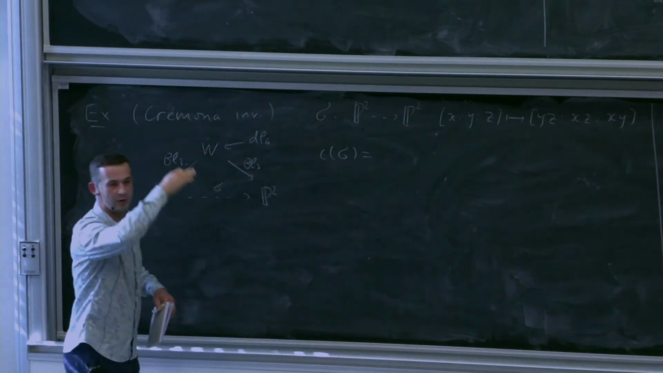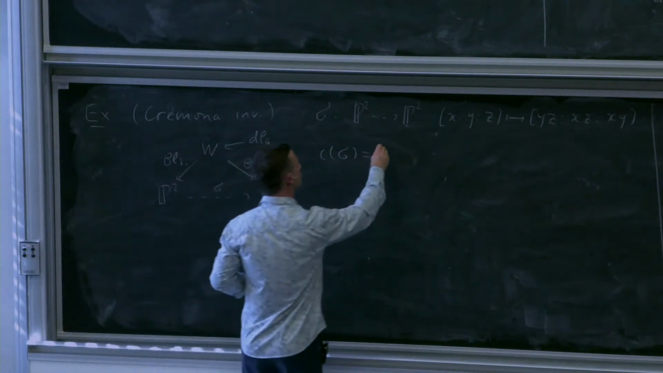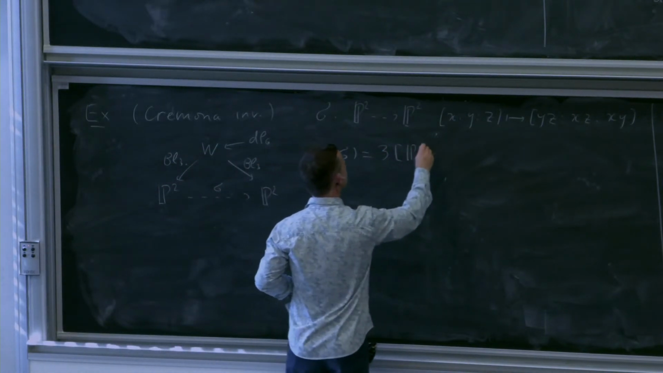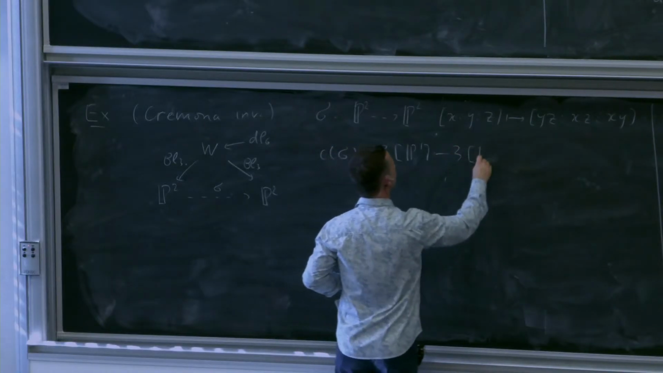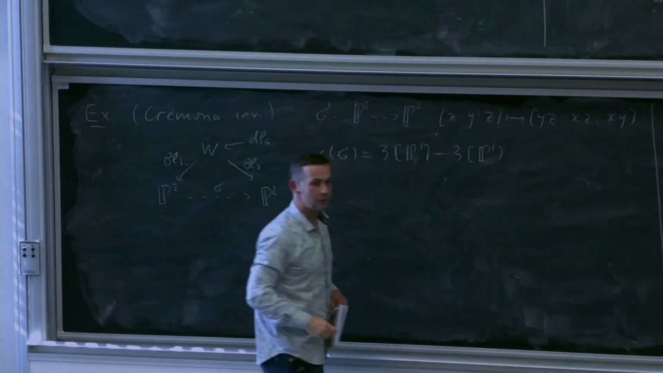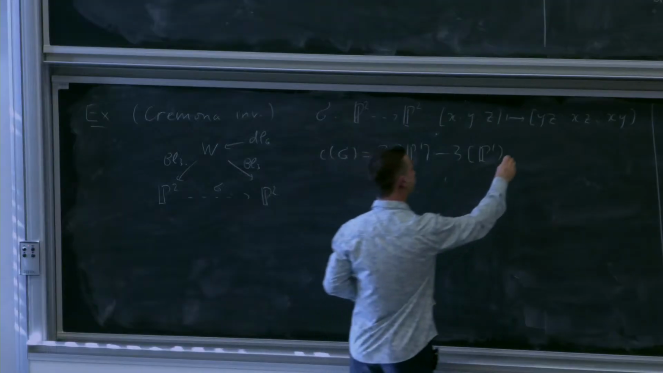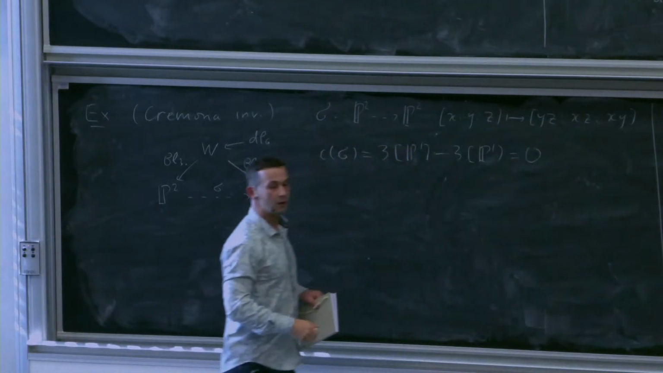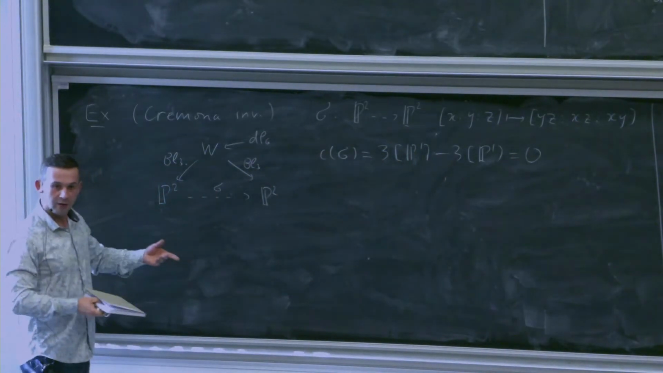Basically, it will be like 3 minus 3. So what I'm saying is that you first created 3 new P1s, and then you got rid of your 3 old P1s. 0. That's one thing we can say.